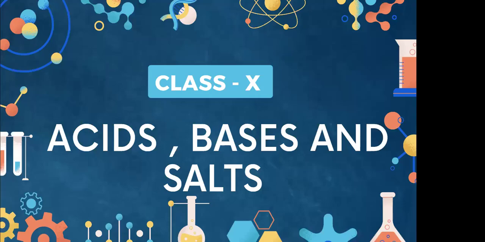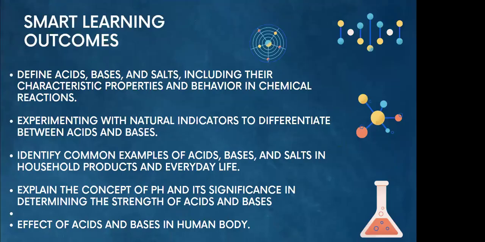Acids, bases, and salts. Let's see their learning outcomes. So the very first learning outcome is that we are going to define acids, bases, and salts, including their characteristic properties. When I talk about characteristic properties, I mean what we can see in our world, the surroundings around us, not what we are going to read in the book.